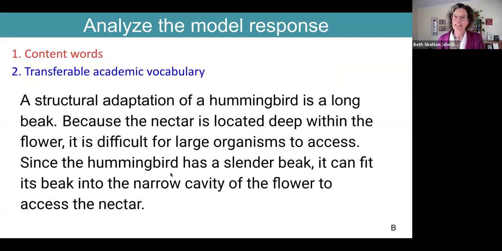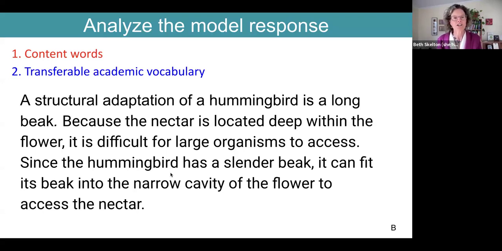And just like in the chat at the beginning, people had said tier 2 and tier 3 vocabulary words. That's a phrase that comes from Isabel Beck. And it's, again, been around for over a quarter century, those phrases. So content words, tier 3 words, that's the red. And transferable academic vocabulary are those words that could be used in other contexts outside of this structural and behavioral adaptation. So this would be a word that kids are going to walk to other classes with and see and use.